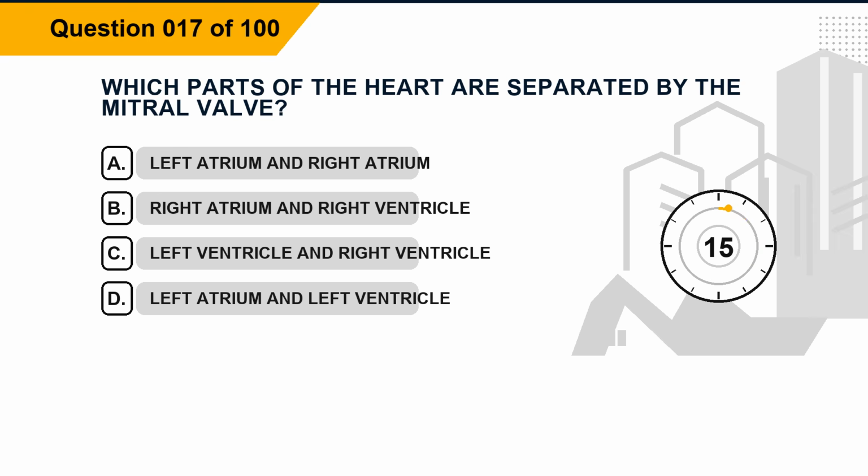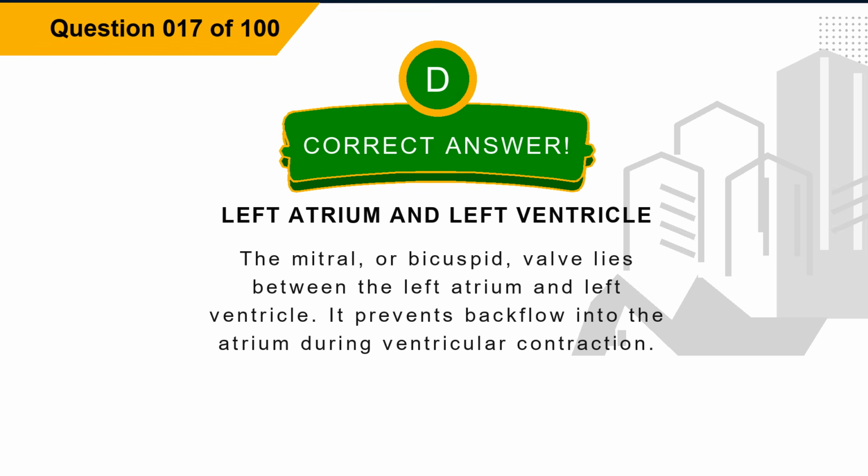Question 17. Which parts of the heart are separated by the mitral valve? Option A, left atrium and right atrium. Option B, right atrium and right ventricle. Option C, left ventricle and right ventricle. Option D, left atrium and left ventricle. The correct answer is option D, left atrium and left ventricle.